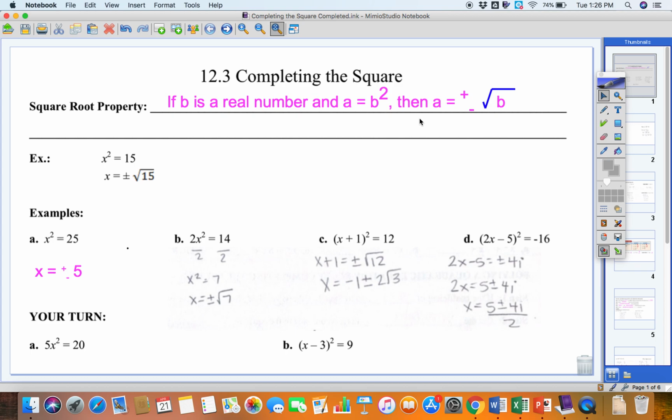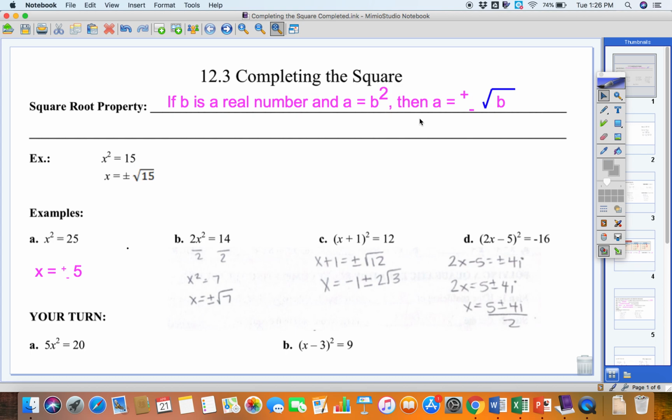On C, we have our first squared binomial, and you see there's no coefficient in front of it. So we are going to just take the square root of both sides. So x plus 1 is equal to plus or minus the square root of 12. Then we still have to isolate the variable, so we're going to subtract 1 from both sides. So we get x is equal to negative 1 plus or minus the square root of 12, which simplifies into 2 square roots of 3.